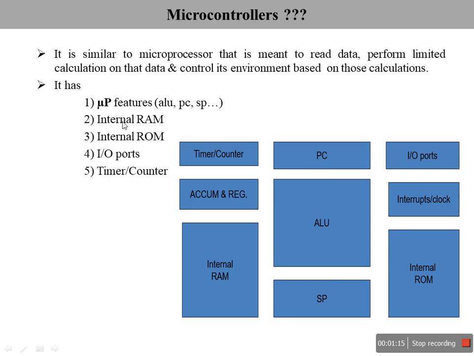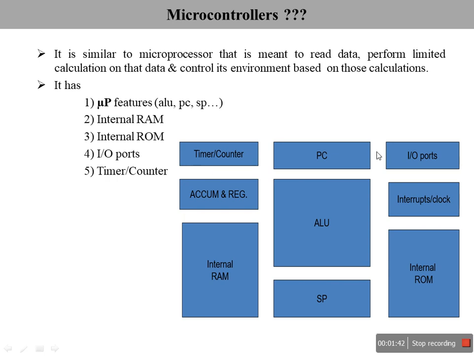In addition to all the features of a microprocessor, it has an internal RAM, an internal ROM, and certain IO ports to interface with the outside world. It has timers and counters. In addition to that, it may have analog to digital and digital to analog converters also. All these facilities will be there on a single chip, in addition to the features of a microprocessor.